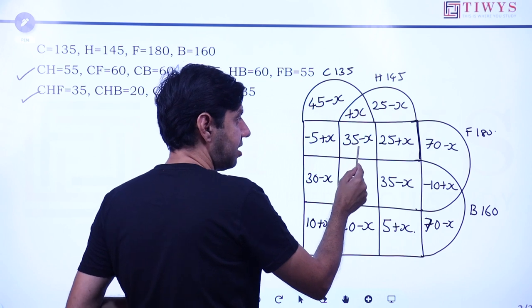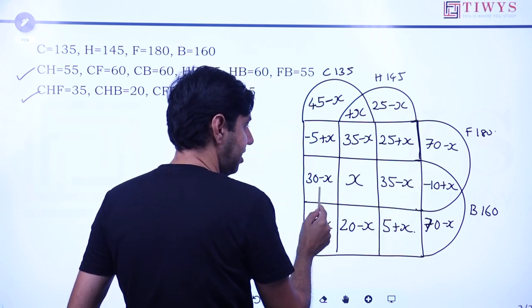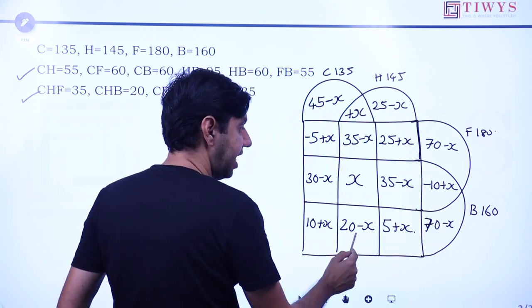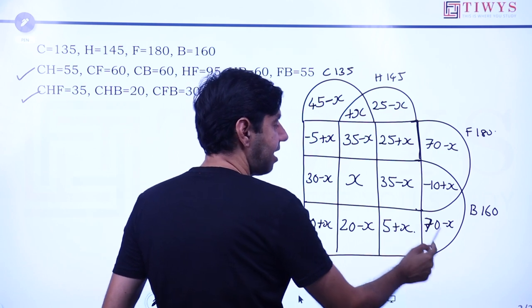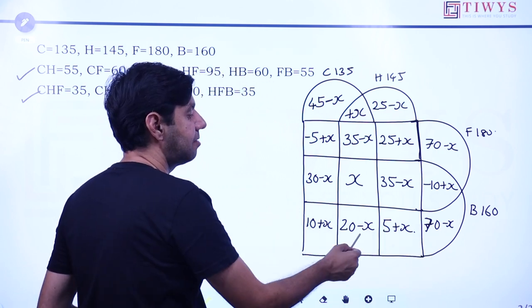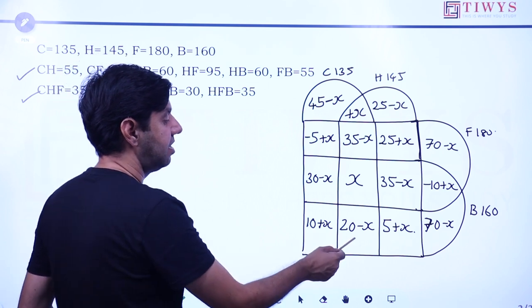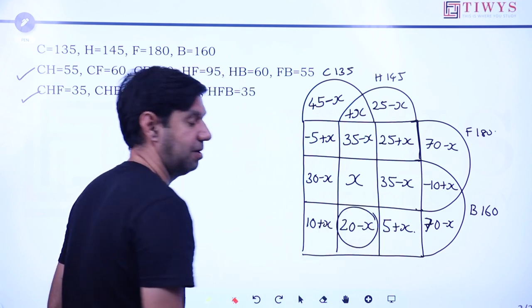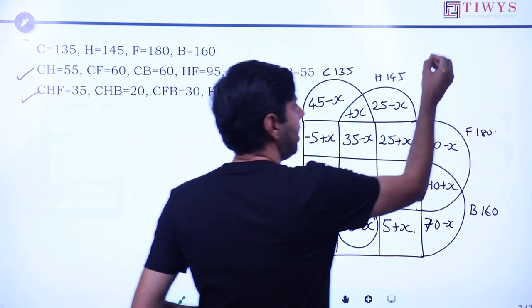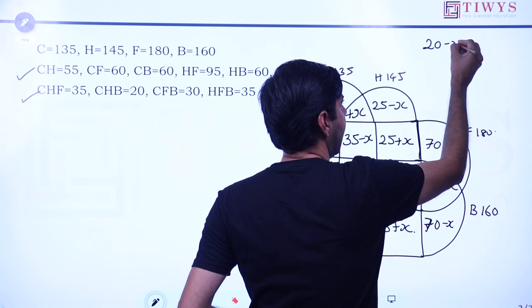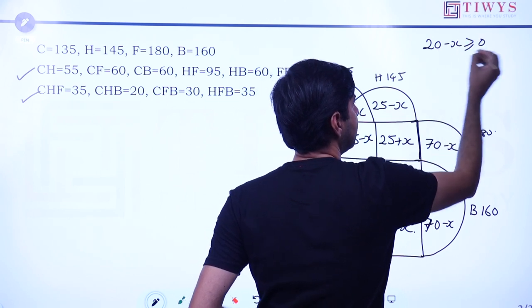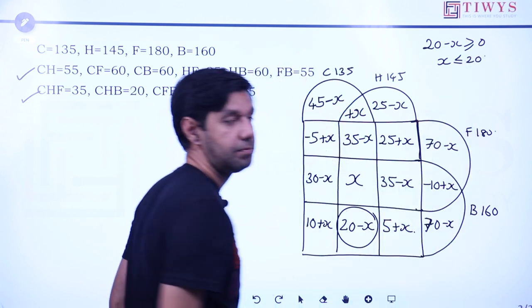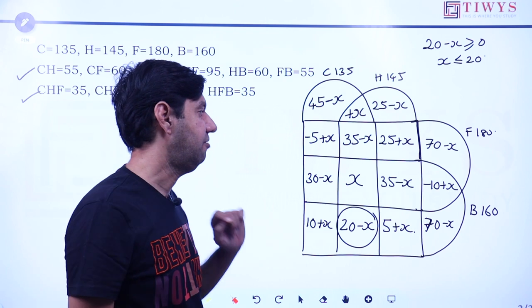X can be up till 35. X can be till 70, till 30, till 35. I need a minus x, okay? This x can be only till 20. X can be till 70. So what is the maximum limit for x? This is what will result in the maximum limit. So I will be having 20 minus x has to be positive. So this basically boils down to x has to be less than or equal to 20. So that is the maximum limit of x.